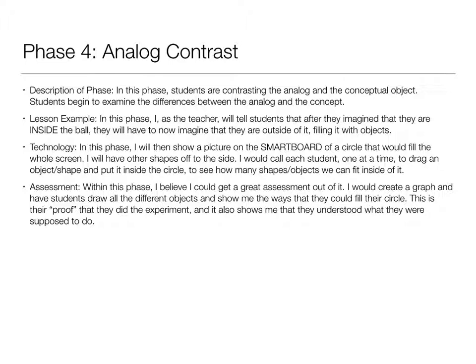For phase 4, analog contrast, a description of this phase: students are now contrasting the analog along with the conceptual object, and then they're going to examine the differences. For this example of the phase, they will tell other students what they imagined when they were inside the ball, and now they need to imagine that they're outside of it, filling it with the objects.